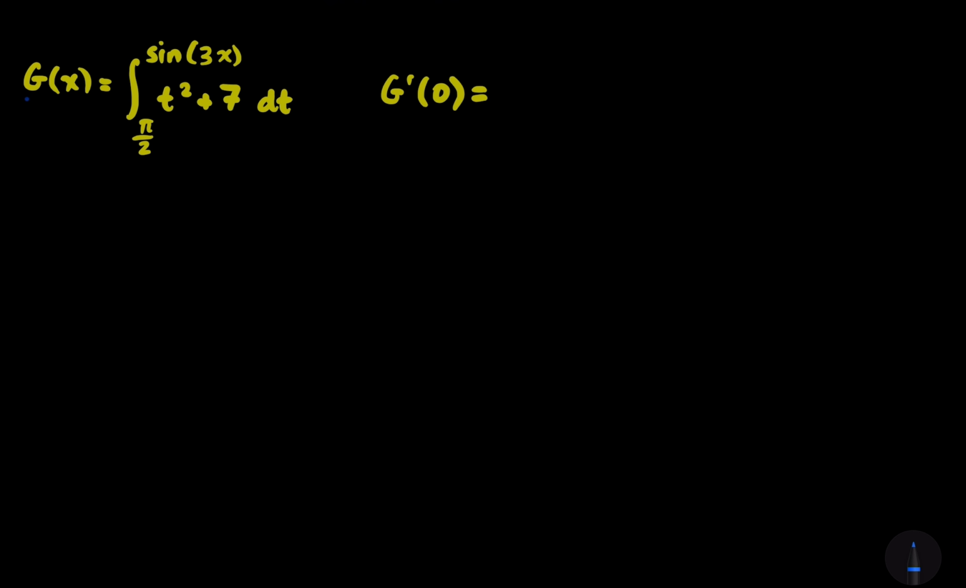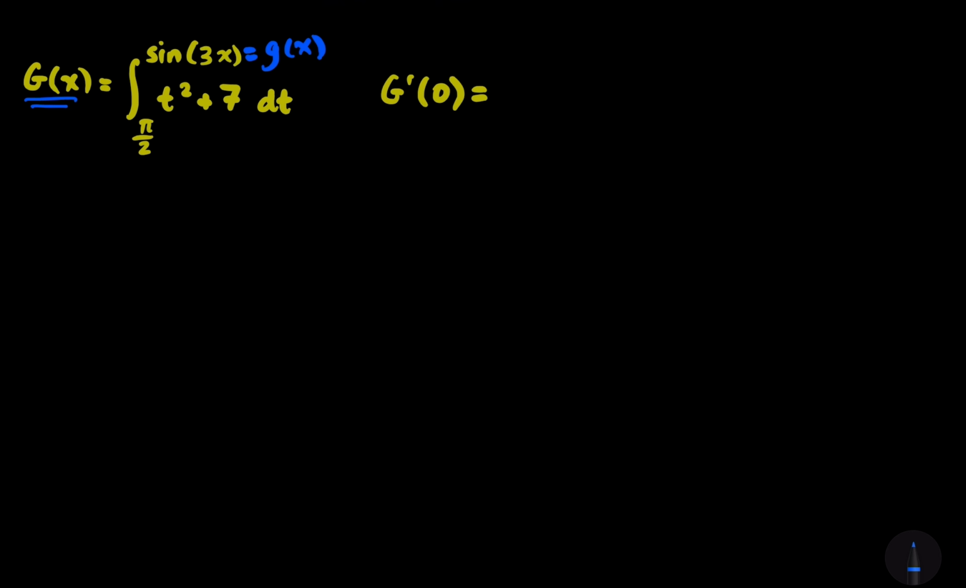So we have capital G of x. It's defined by this integral right over here, where the bounds of integration are pi over 2 and sine of 3x. And so now we can define this as our lowercase g of x, as our bound of integration function. And we want to find capital G prime of 0.